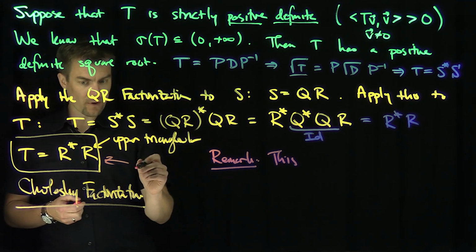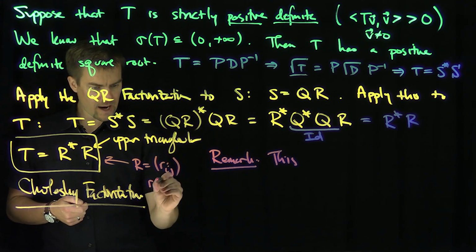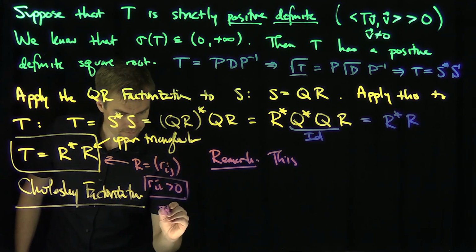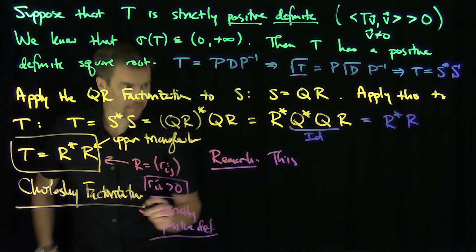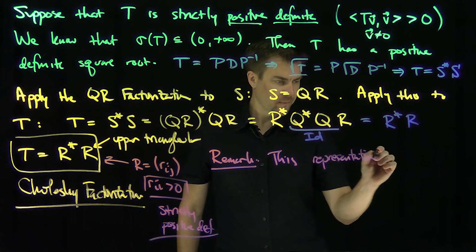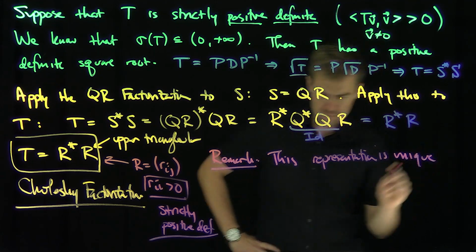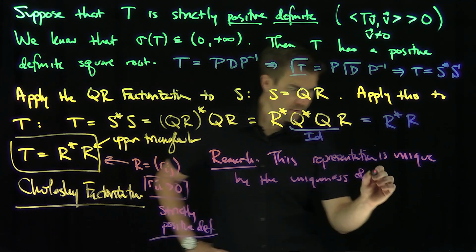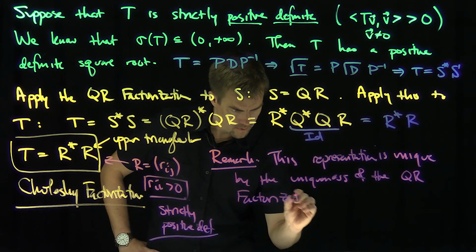And of course, what are the diagonal entries of R? The note is that the diagonal entries of R, so R is really R_ij, and R_ii are strictly greater than 0 by the fact that it's strictly positive definite. This follows from strictly positive definite. This representation is unique by the uniqueness of the QR factorization.